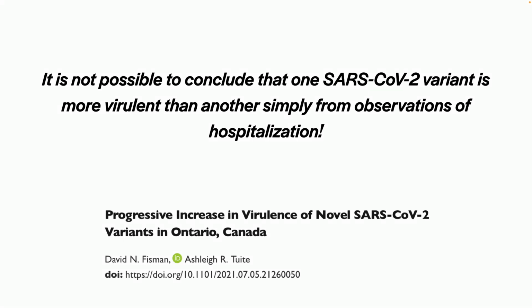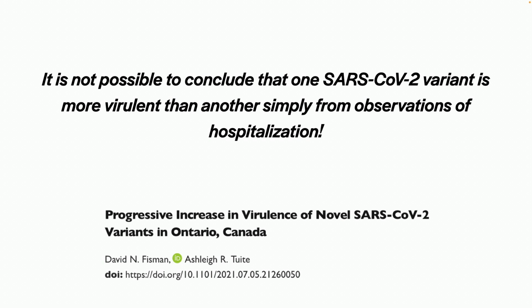So here's an example of a flawed conclusion, one of thousands made during the COVID pandemic. Here's a paper out of Canada. Progressive increase in virulence of novel SARS-CoV-2 variants in Ontario, Canada. What they did was measure hospital admissions over time from the first wave, where you had the original virus, and then Alpha and Delta over time. And they said, we're getting more hospitalizations, so it must be more virulent. That's an observational study. You can't control anything. You can't say it's more virulent.